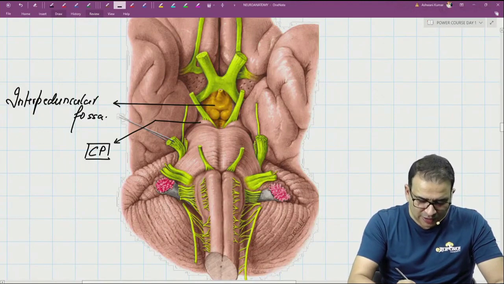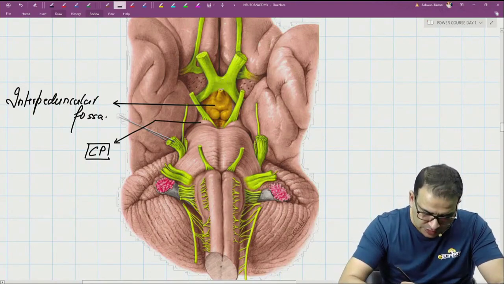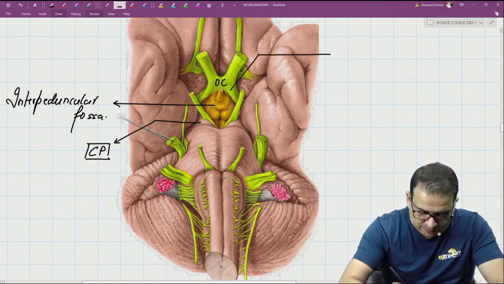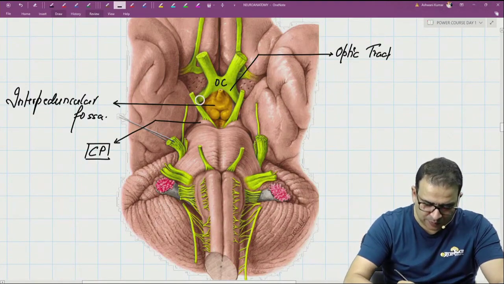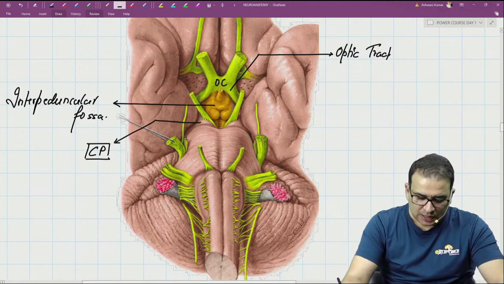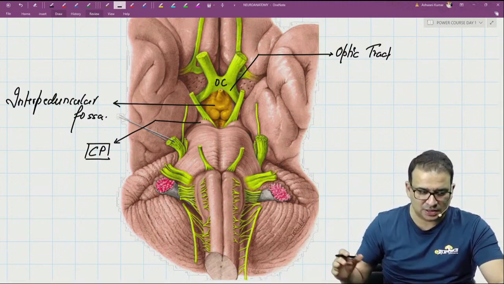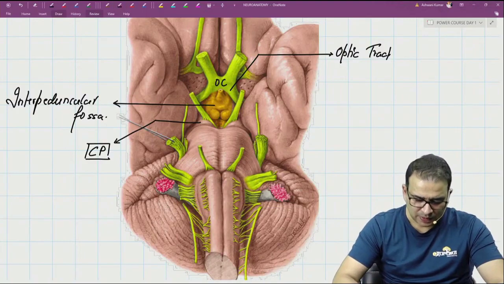And anterolaterally, you can see the optic chiasma and optic tract forming the boundary here. So that obviously is the optic chiasma, and here is the optic tract. So optic chiasma, optic tract, and the cerebral peduncle are the boundaries of the interpeduncular fossa. We'll come back to the contents here. Let's just go through the nerves first.